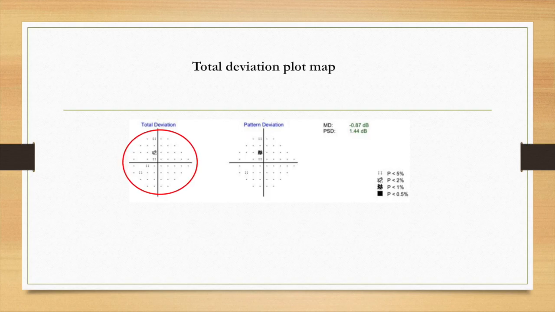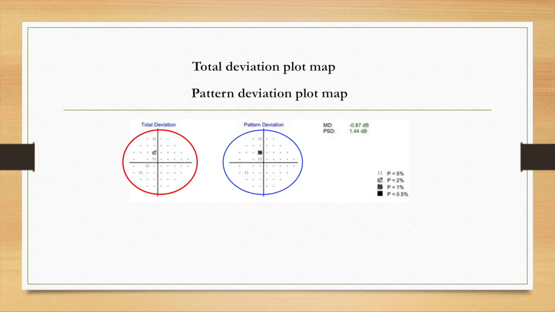The total deviation plot map is the deviation of the patient's result from the age-matched control at each test location, whereas the pattern deviation plot map is similar to the total deviation plot map, except it is adjusted for any generalized depression in the visual field, such as that caused by the cataract or by the miosis.